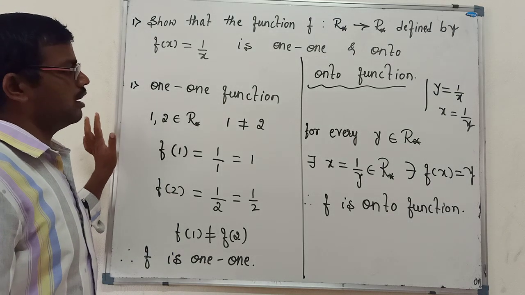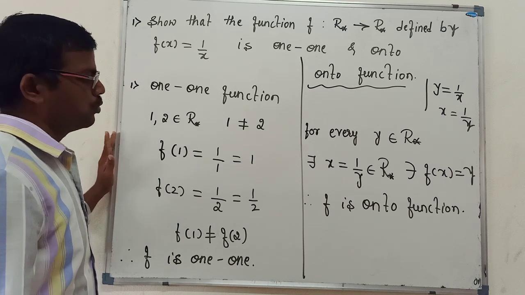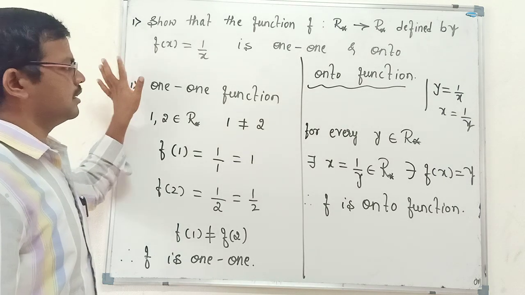So it is about the first example in 2.1. So that is 1 1 and onto.